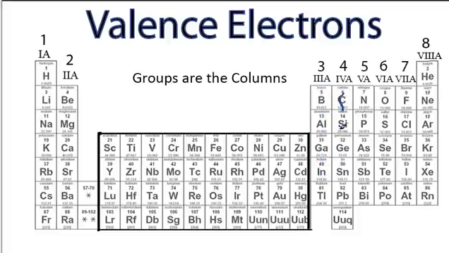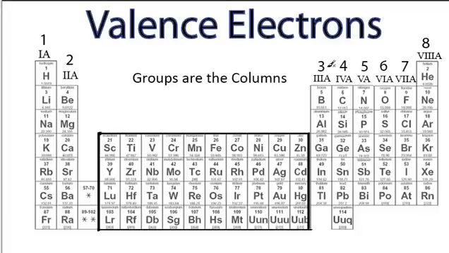And we'll keep going, 4, 5, 6, 7, group 8, which has 8 valence electrons, except for helium, which only has 2 valence electrons, even though it's in group 8, or 8A. So remember, the group number is the number of valence electrons.